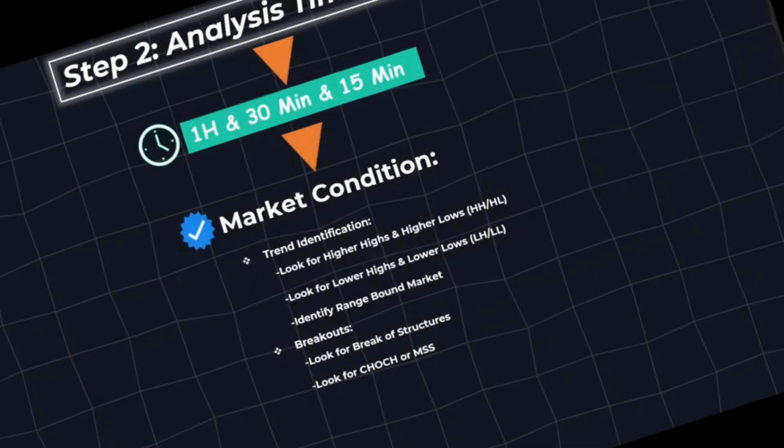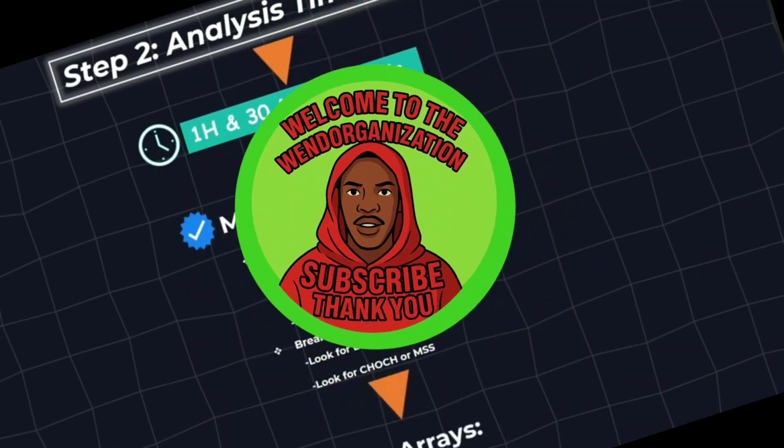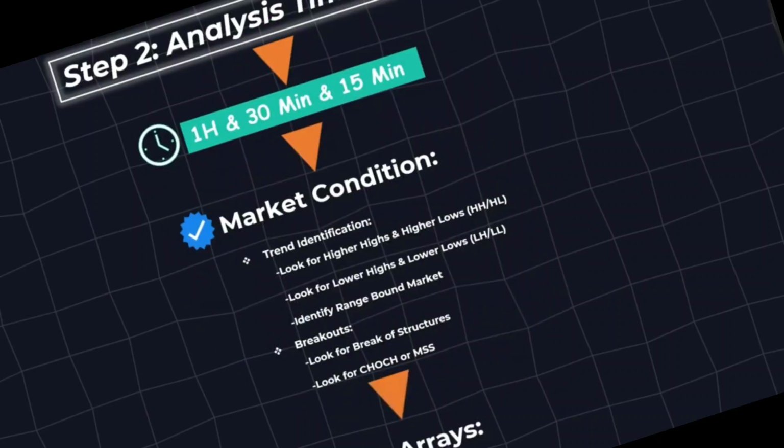After finishing the market structure map, the next step is to mark PD arrays within the analysis time frame.